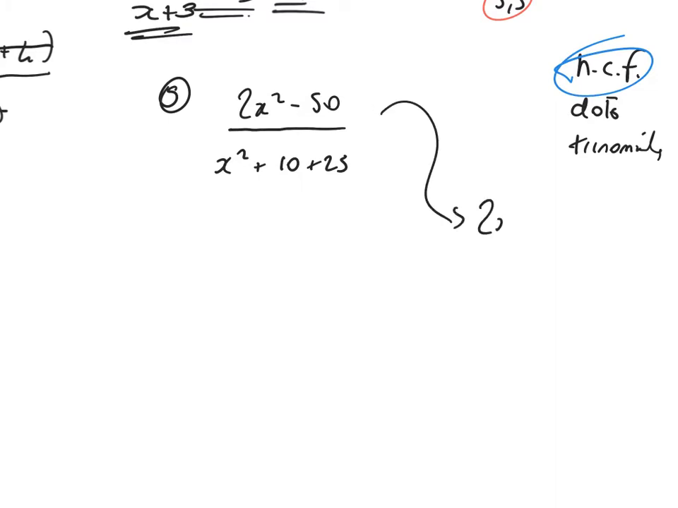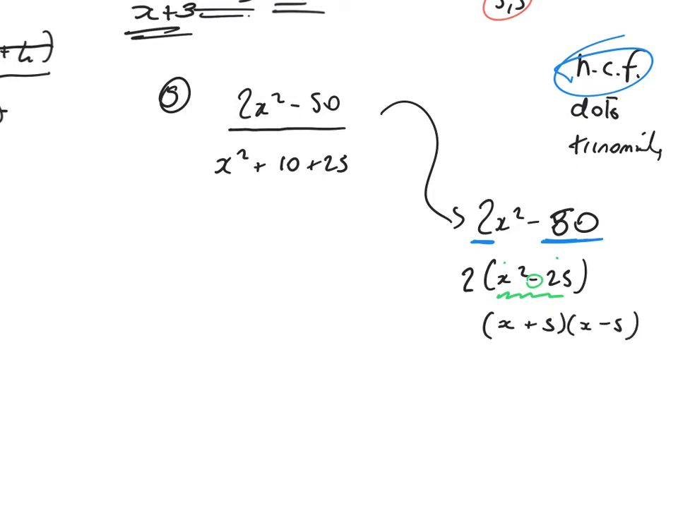Okay, so let's look at the top. 2x squared minus 50. First move, can I find the highest common factor? Absolutely can, and that's 2, so that's 2 bracket x squared minus 25. I can now see that in here is a difference of two squares. So that will be x plus 5, bracket x minus 5. Remember, a bracket with a plus, a bracket with a minus. The square root of x squared is x, and the square root of 25 is 5. Don't forget, however, there is definitely still a 2 at the front.